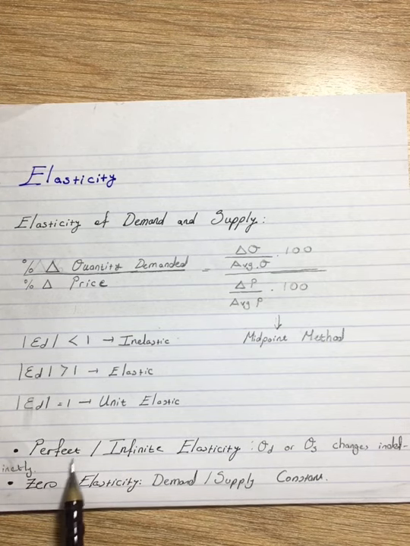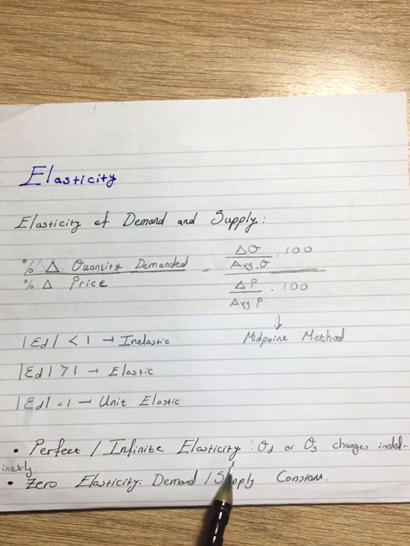So what's perfect or infinite elasticity? It means that quantity demanded or quantity supplied changes indefinitely. So if there is an increase in price, then quantity demanded will be 0. If there is even a slight change in the price, all the consumers will give up buying that item. That's perfect elasticity.